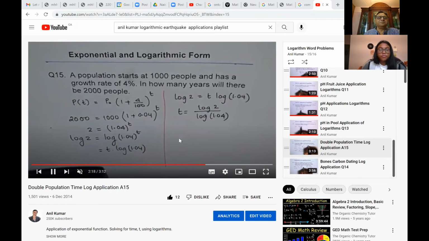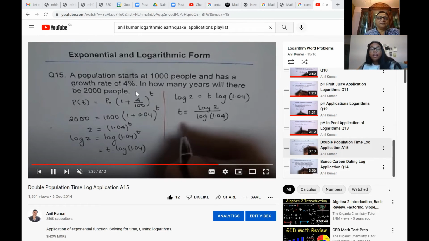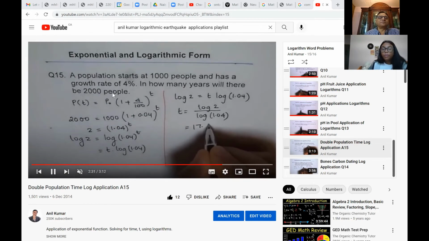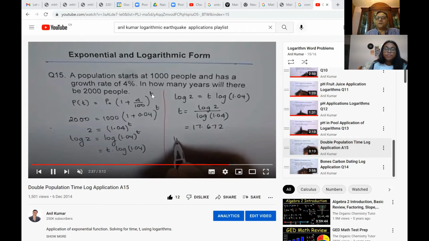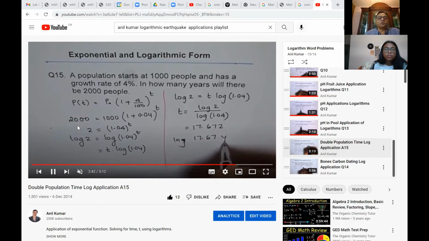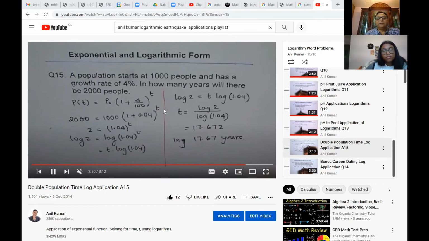Can you please read the question? A population starts at 1,000 people and has a growth rate of 4%. In how many years will there be 2,000 people? Correct. Simple as that. So the standard formula is (1 plus r) to the power of t. It's like compounding. We put the initial 1,000, the final is 2,000, and we are given the growth rate, which is 4%, that means 4 over 100. We need to find the value of t. So basically, we will just take log on both sides and solve for t. Correct? That is how you're going to do it.